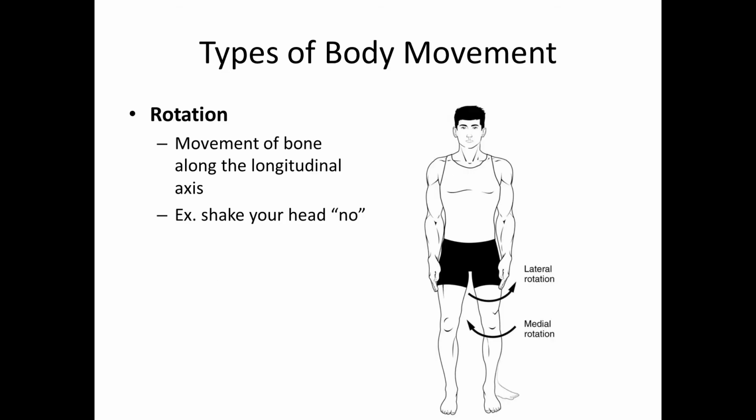Another type of movement we can see is rotation, and this is going to move our bones along the longitudinal axis. So if we were looking at shaking our head no, we are rotating our bone on the axis vertebrae. If we're looking at rotating our limbs towards the side, we can call this lateral rotation. Or if we're looking at rotating our limbs towards the midline, we'll call this medial rotation.